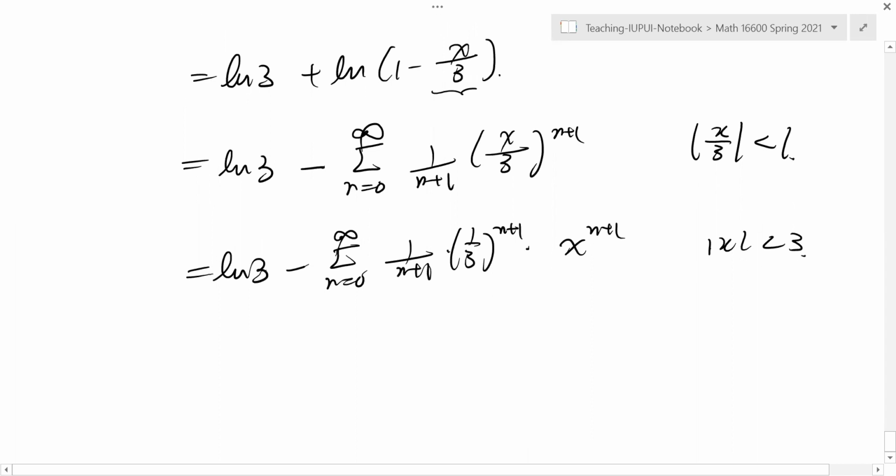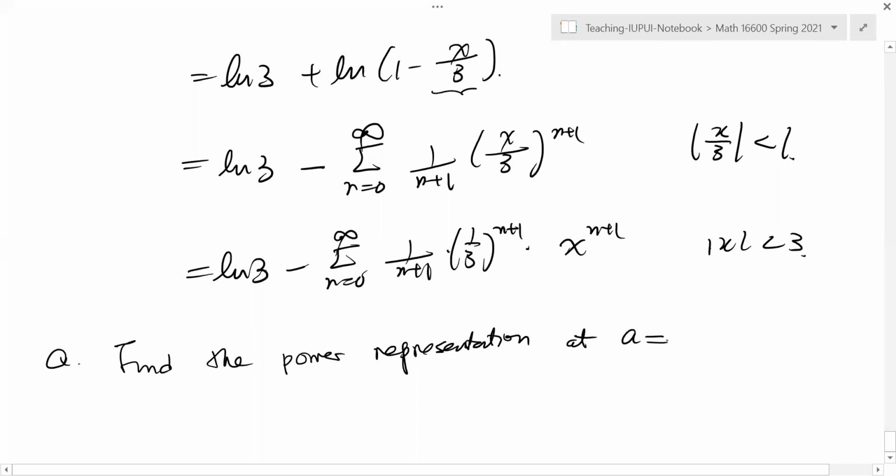All right, so that is the answer. Now here's the last problem I want to discuss, just a couple minutes. Find the power series representation at a equals 3 for the function.